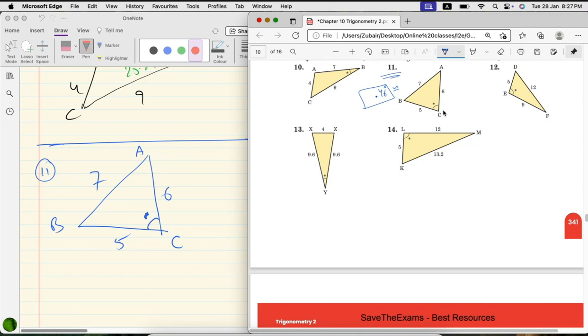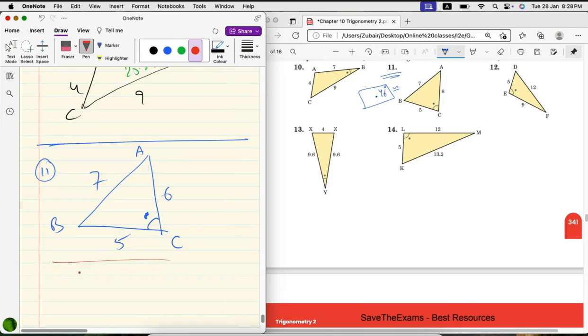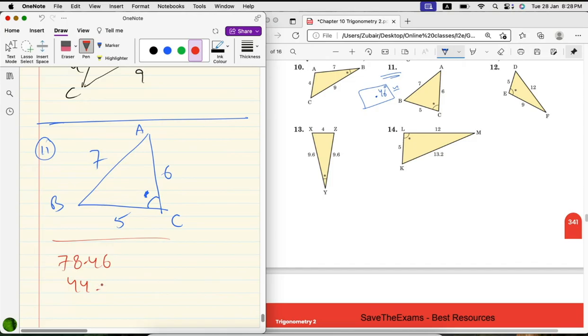Eighty-one point eight. 44.42. All three of us are getting different answers. I got 44.42, 78.46, and Ali, you are getting 44.42. I'm getting 81. And you're getting 81.